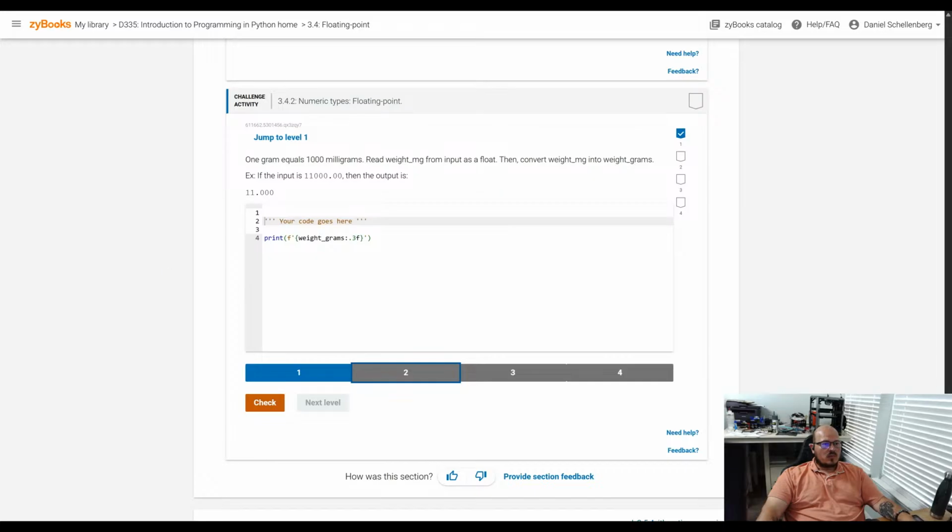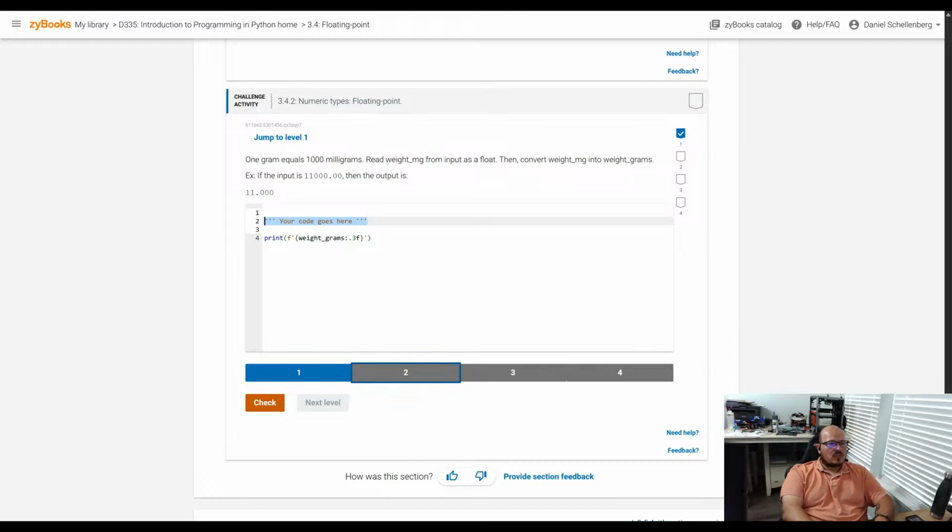1 gram equals 1,000 milligrams. Read weight milligram from input as a float. Okay, well, that's our first thing there. Then convert weight milligram into weight grams. If input is 11,000, then the output is 11.